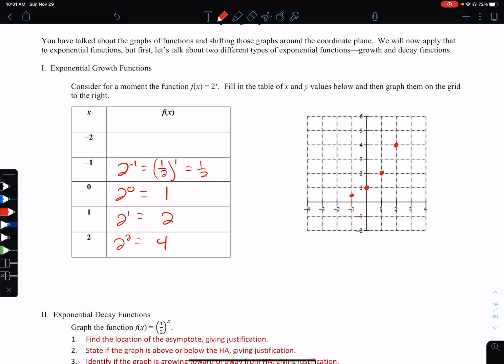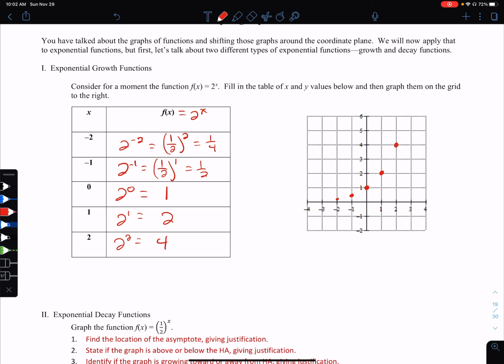Put negative 2 into the function 2 to the x. So make sure this is clear. This is 2 to the x. We're going to have 2 to the negative 2. If you want your exponent to be positive, reciprocate your base. And then 1/2 times 1/2 is 1/4. So check this out. As we increase the x values by 1, our y values are doubling. If we decrease the x values by 1, our y values are being cut in half.